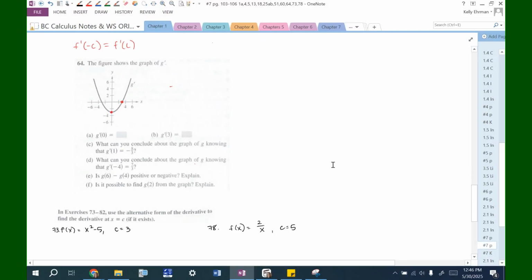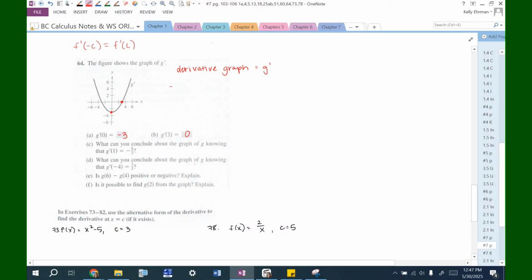Number 64, the figure shows the graph of g prime. So this is a derivative graph. I'm just going to write that down to remind myself. So g prime. What is g prime of 0? This is the graph of g prime, so g prime of 0 looks like it's negative 3. G prime of 3, mark that off here, looks to be about 0.